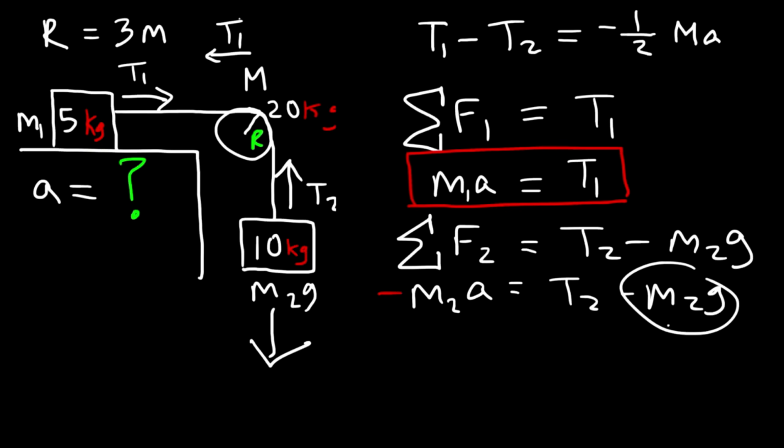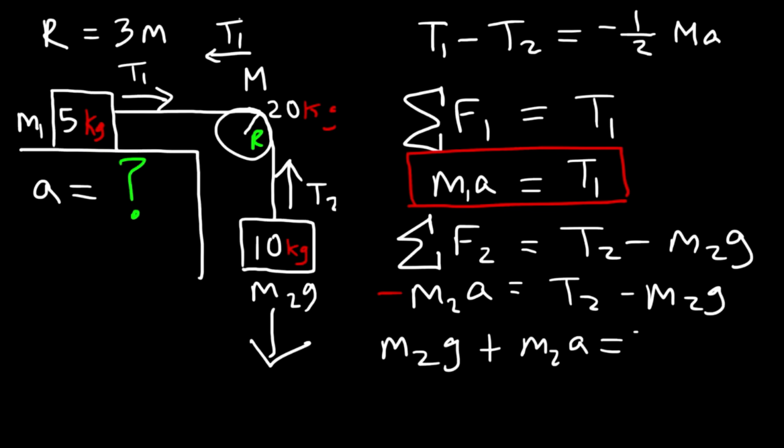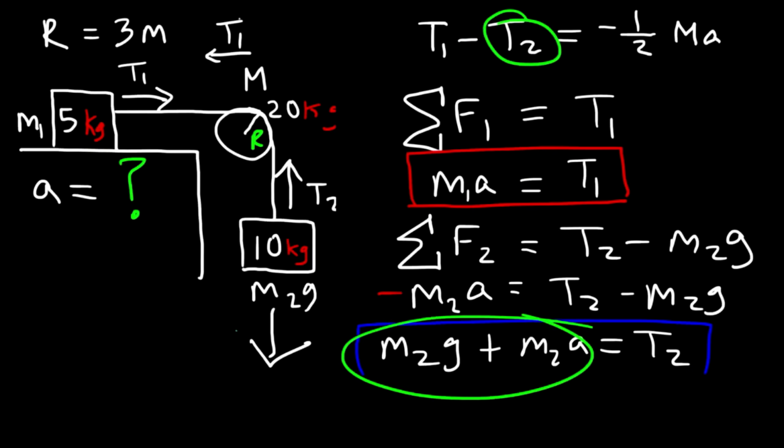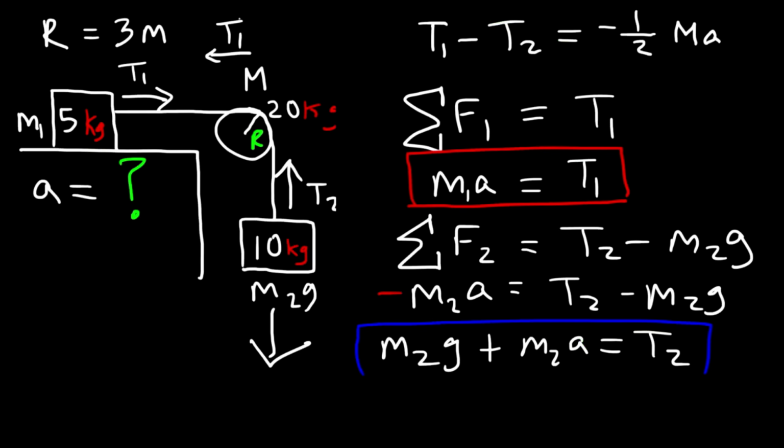So now I'm going to take this term, move it to the left side. So therefore, M2G plus M2A is equal to T2. So that's the second equation that we need. So now our next step is to replace T1 with M1A, and then replace T2 with M2G plus M2A. Now there's one small correction that I need to make. That should not be a plus sign, since I have a negative sign right there. So let's put that minus sign.